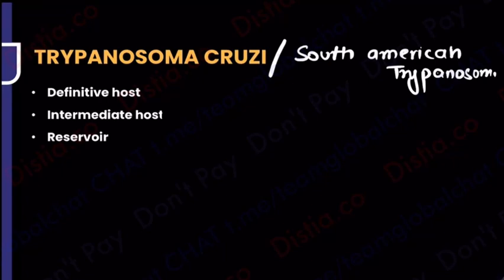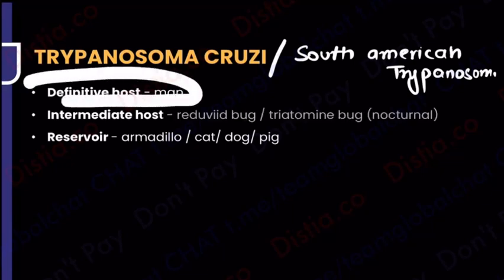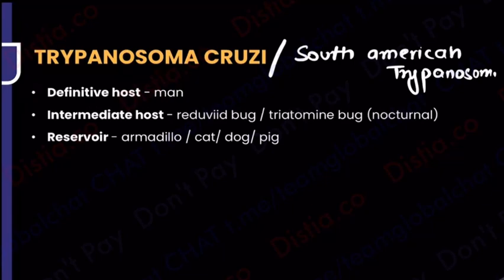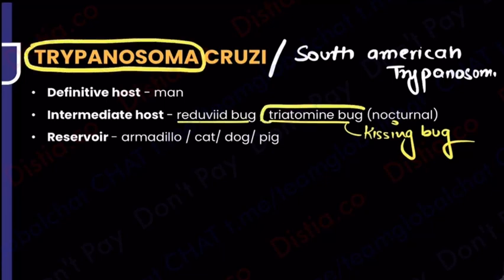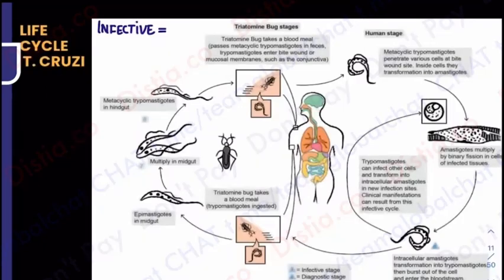Definitive host of course is going to be us, that is the humans, but other than that it occurs as a reservoir in many animals: armadillos, dogs, cats, pigs, many animals, but the definitive host for all is us. How does it come to us? So that is what I told you. There is something known as the kissing bug. That is the triatomine bug, also known as the reduviid bug. So remember, for Trypanosoma cruzi, the triatomine reduviid bug, the kissing bug story, you will think of. Now if I take you into the life cycle, I think you already know.